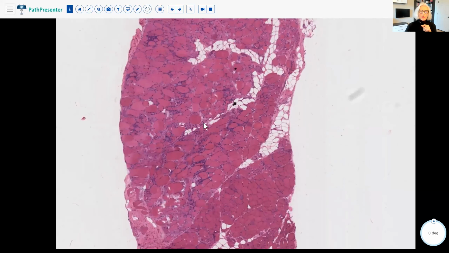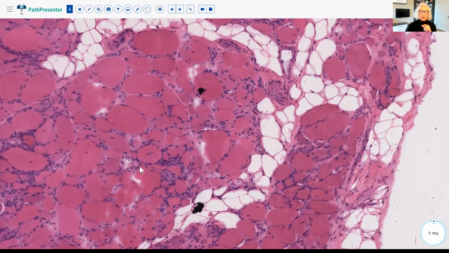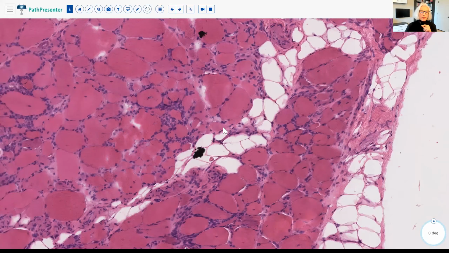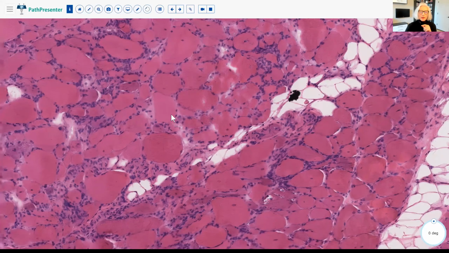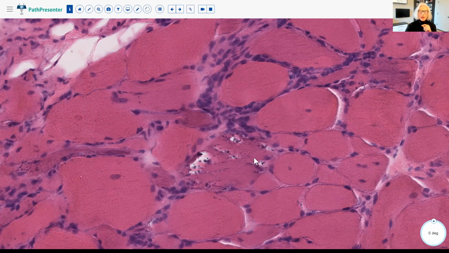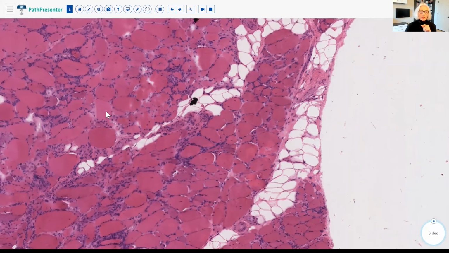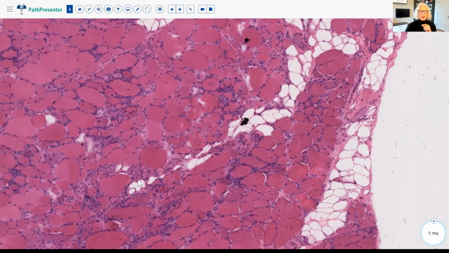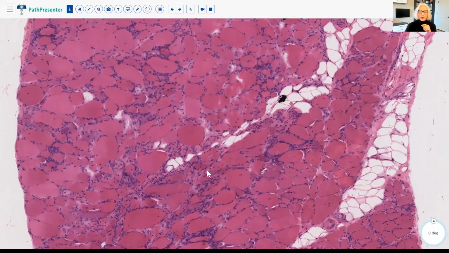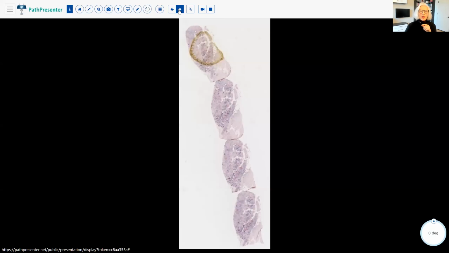Here is the frozen H&E, which basically shows the same findings, but in addition, you can see rimmed vacuoles. And for the sake of time, I'm not going to go around this a lot, but there are actually quite a few rimmed vacuoles. And here is another fiber with very nice rimmed vacuoles. So basically, we have endomysial, T-cell based and macrophage based inflammation, chronic myopathic features, rimmed vacuoles. So this is basically inclusion body myositis.